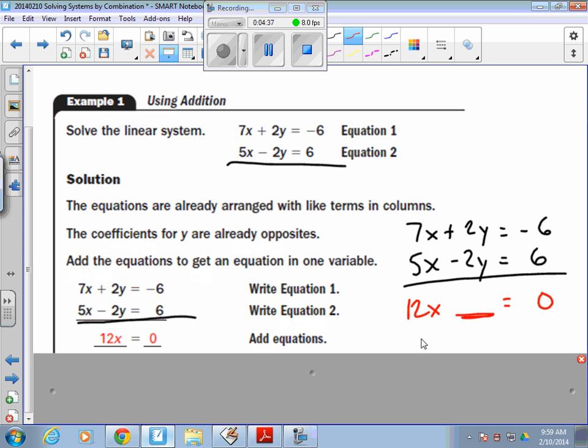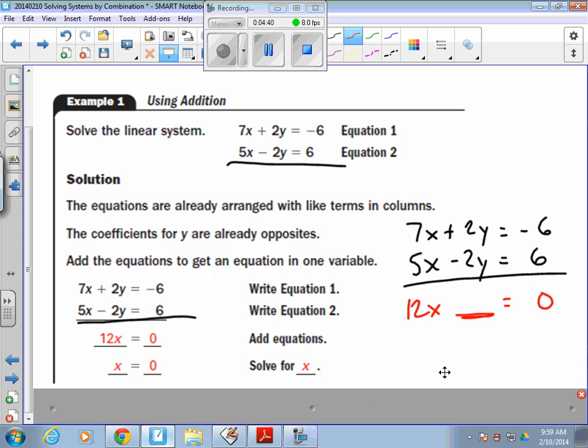Once you have that, you're going to solve for x. That says 12x equals 0. When you divide by 12, 0 divided by anything, that's where we get x equals 0. So you solved for one of the variables.